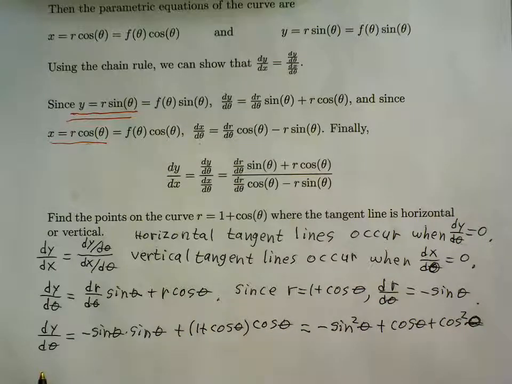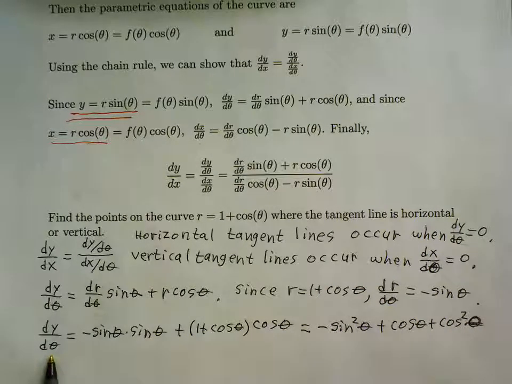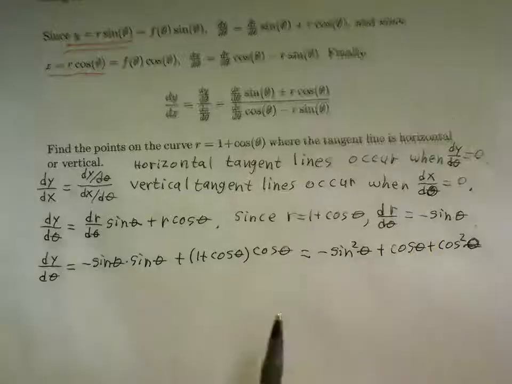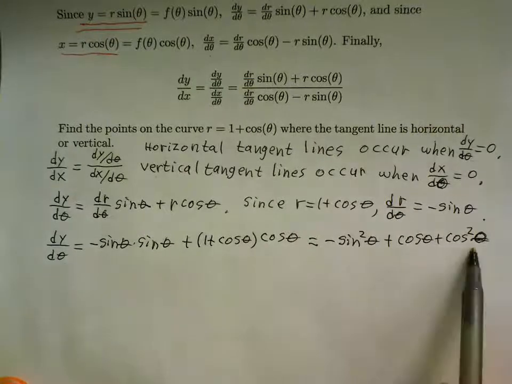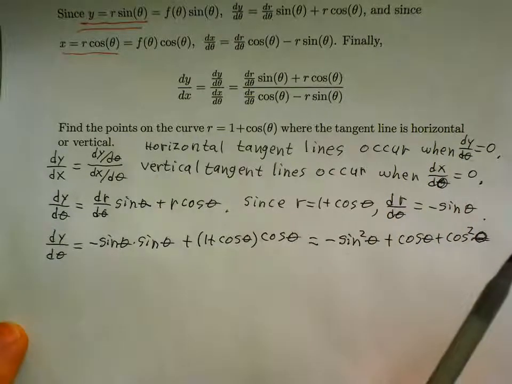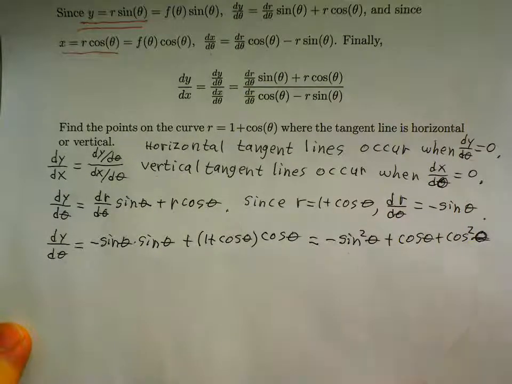So let's remind ourselves what we're doing. Since we're computing the derivative of y with respect to theta, we're going to set it equal to 0 and determine the theta values at which the derivative of y with respect to theta is equal to 0. And those will give us the candidates for the theta values where the tangent lines are horizontal. Okay, but we have a little bit more work to do here. Let's replace negative sine of theta squared with something that's in terms of cosine of theta squared.